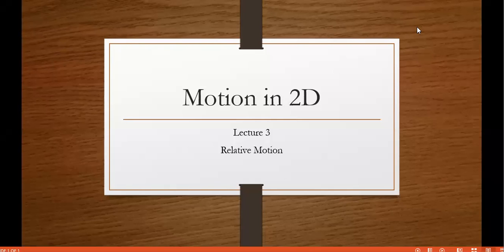So today we are going to study about relative motion. Okay, so we have studied about motion in 2 dimensions, what is projectile motion, how to solve some problems on projectile motion, then equations of motion and how to use vectors. So today we are going to study the next topic, which is relative motion.